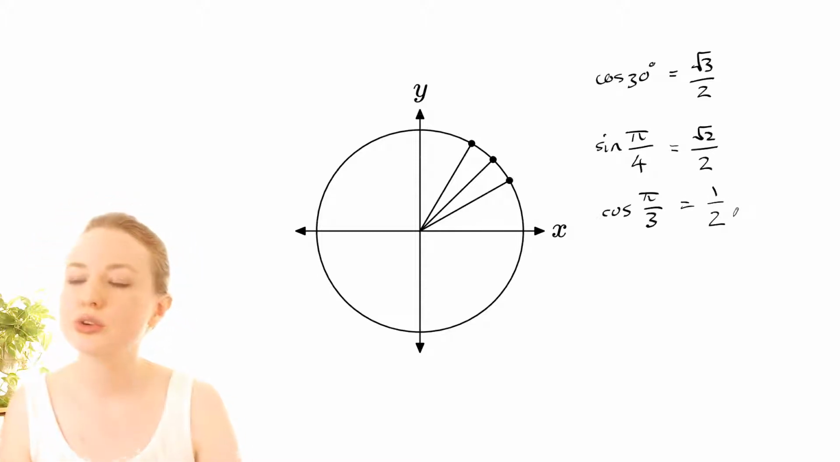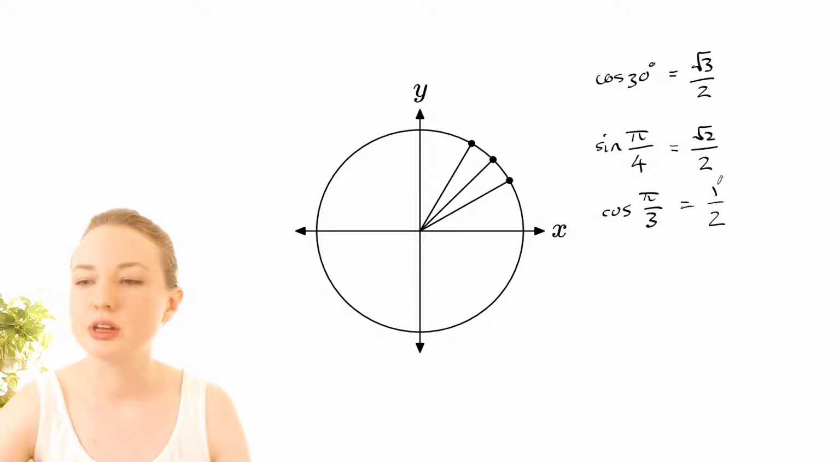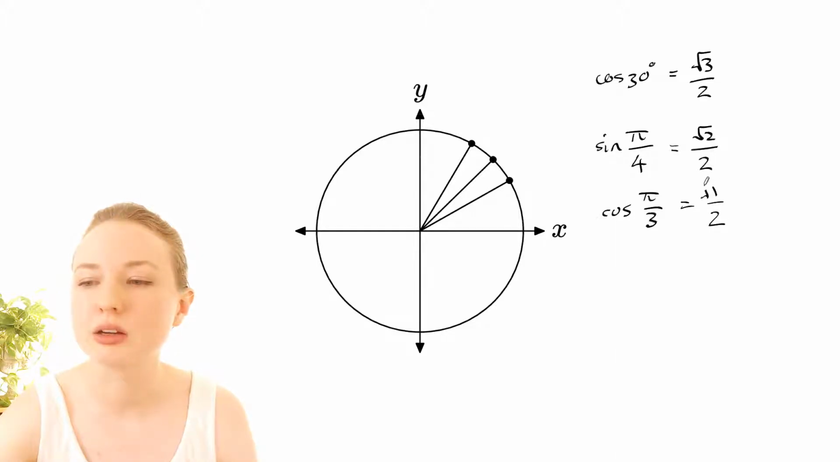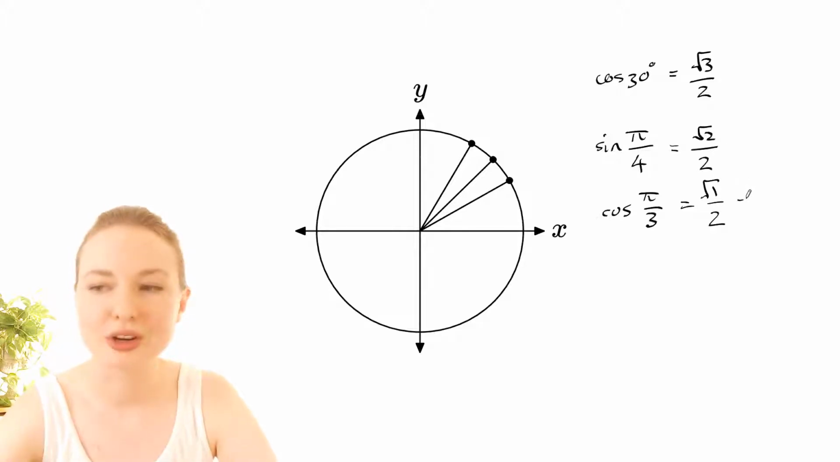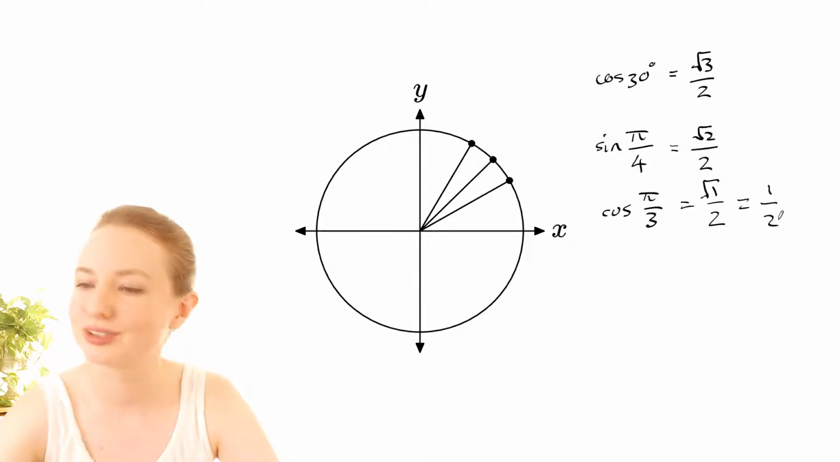Now, if it makes it easier for you to remember that it goes small, medium, large, you can think of this as being root 1 on 2. So then the pattern is root 1 on 2, root 2 on 2, root 3 on 2. Don't write that in a test. You'd want to simplify that down to 1 over 2.